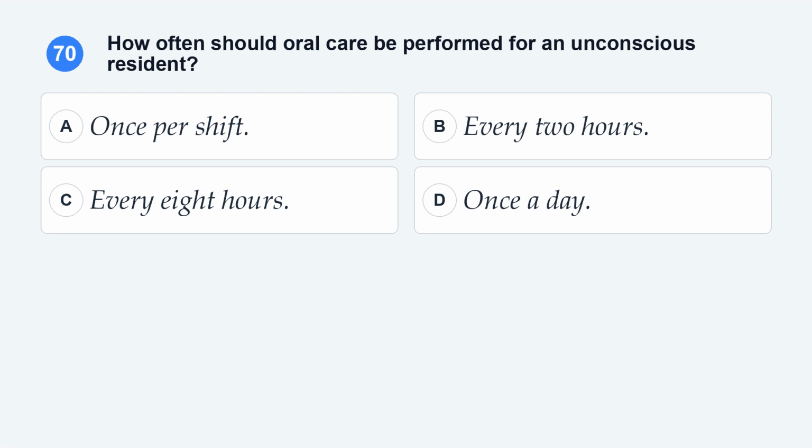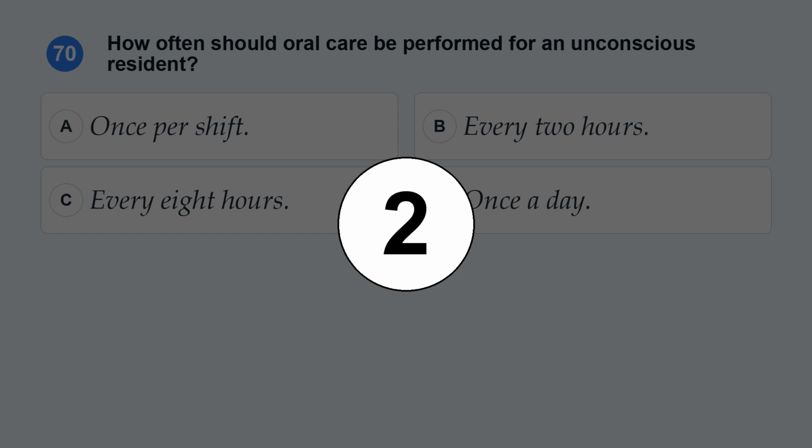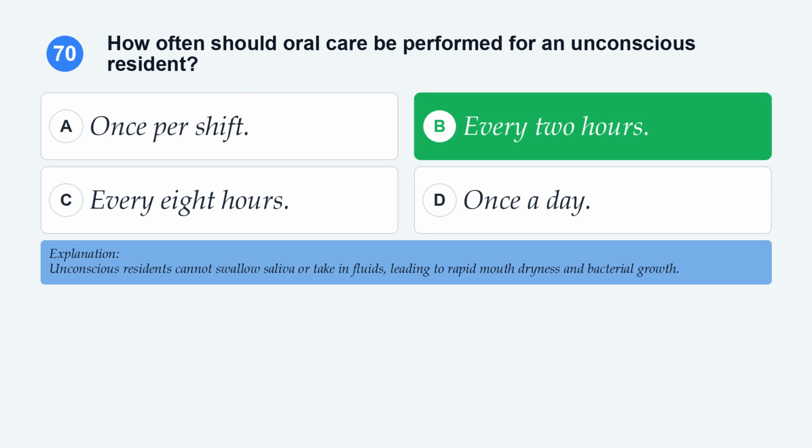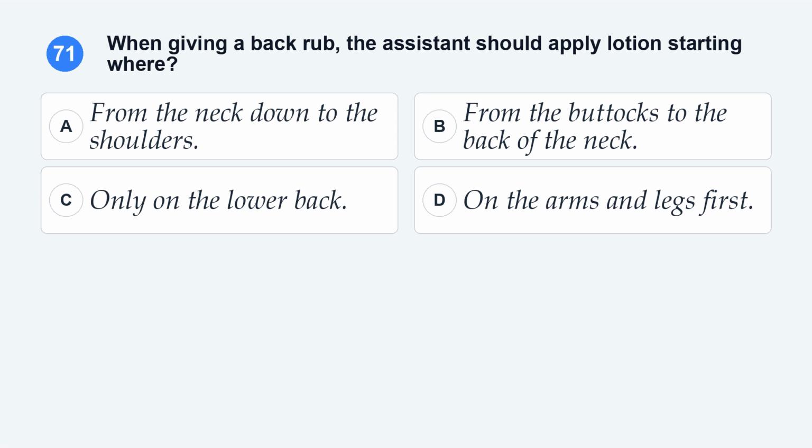Option A. Once per shift. Option B. Every 2 hours. Option C. Every 8 hours. Option D. Once a day. The correct answer is option B. Every 2 hours. Explanation. Unconscious residents cannot swallow saliva or take in fluids, leading to rapid mouth dryness and bacterial growth. Question 71. When giving a back rub, the assistant should apply lotion starting where?